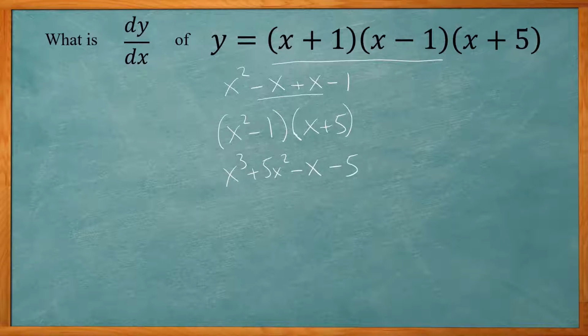Alright, so now I want to take the derivative of this function. So remember, the exponent is going to come out front, and you're going to reduce the exponent by 1. And this is just using the power rule.